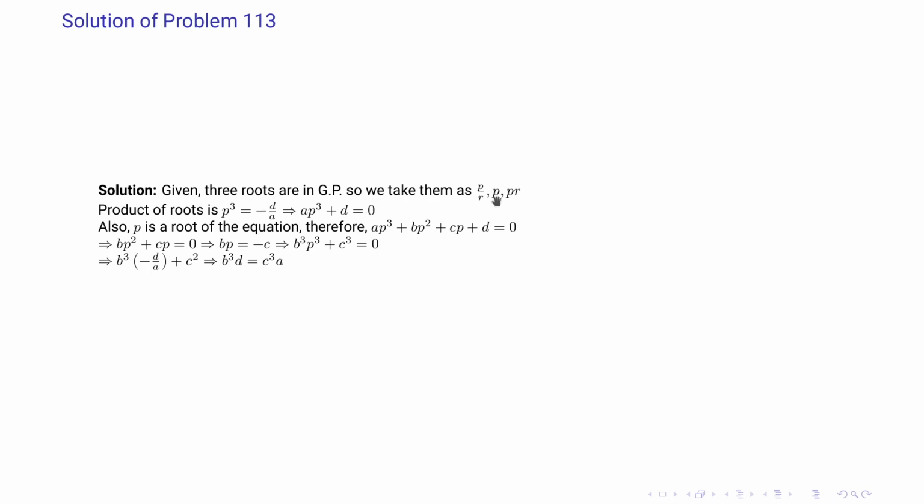Also, the p here will be a root of the equation. So we can substitute x with p. That is ap cube plus bp square plus cp plus d is equal to 0. Now we already have ap cube plus d is equal to 0. So this becomes bp square plus cp is equal to 0. Now we remove p here, so we get bp is equal to minus c. Now this implies that b cube p cube plus c cube is equal to 0. So we substitute for p cube again, and we get the result.